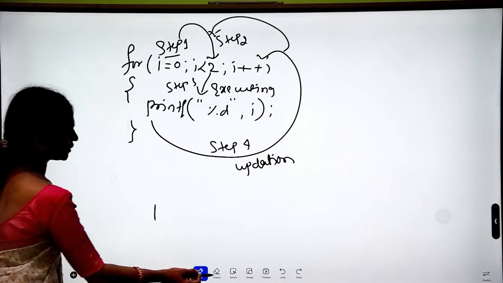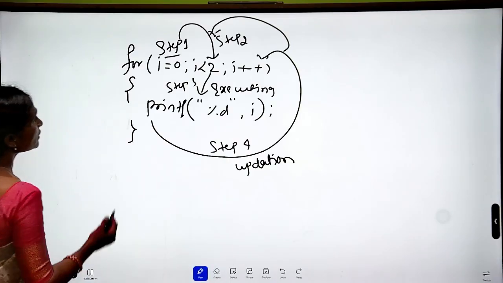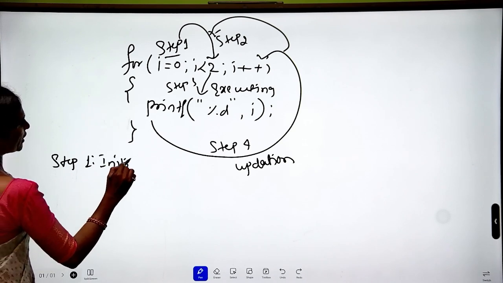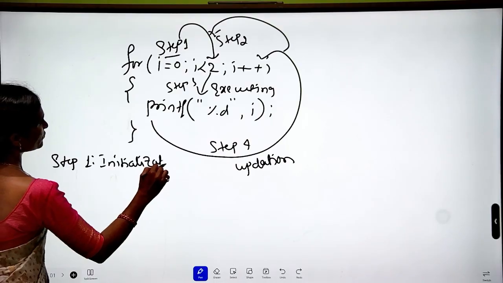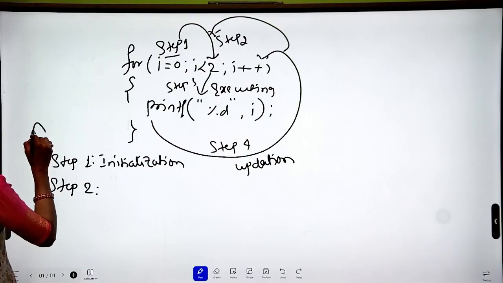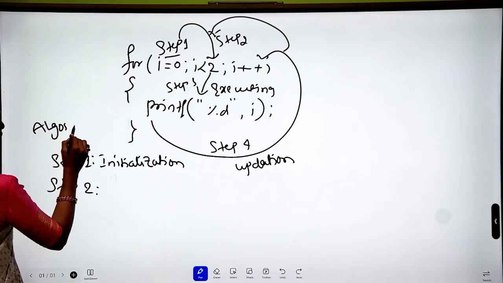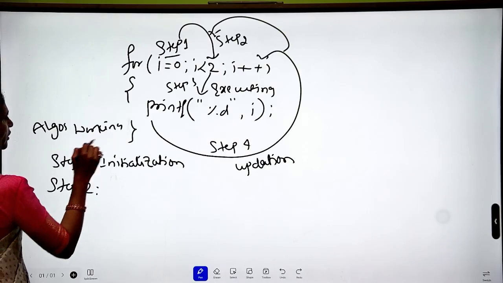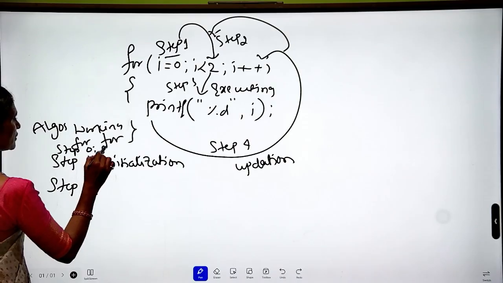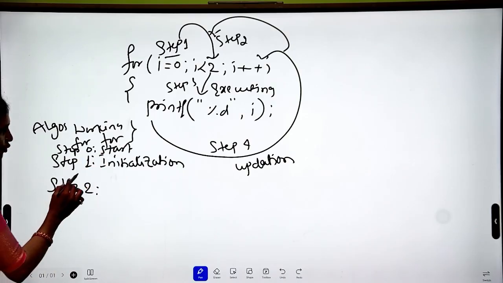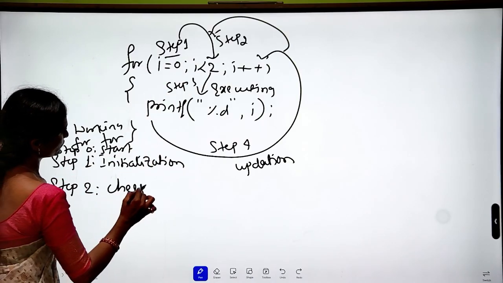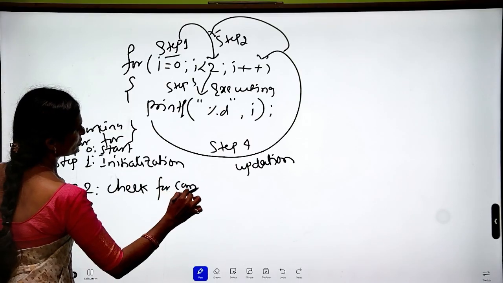So how can we find the algorithm here? The name of the algorithm is working of for loop. Step 0 is start. Step 1 initialization. Step 2 check the condition.